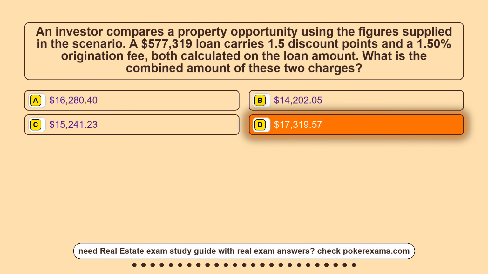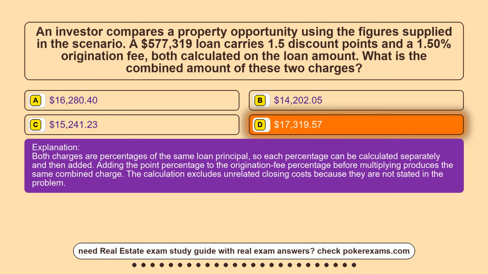The correct answer is option D, $17,319.57. Both charges are percentages of the same loan principal, so each percentage can be calculated separately and then added. Adding the point percentage to the origination fee percentage before multiplying produces the same combined charge. The calculation excludes unrelated closing costs because they are not stated in the problem.